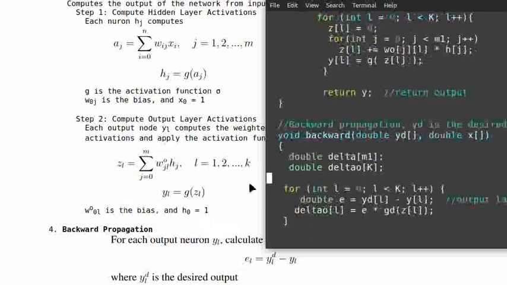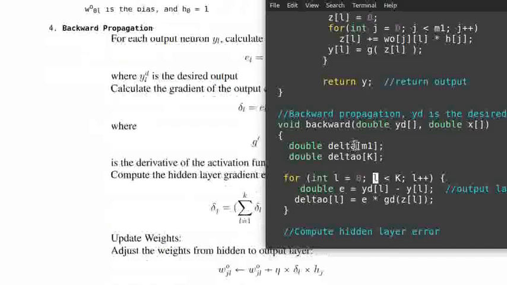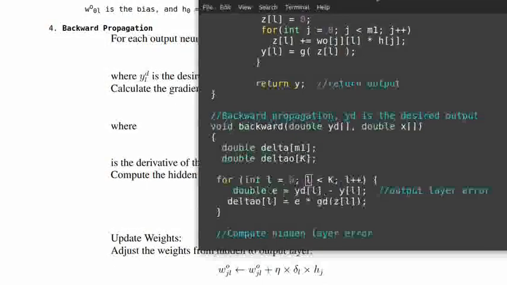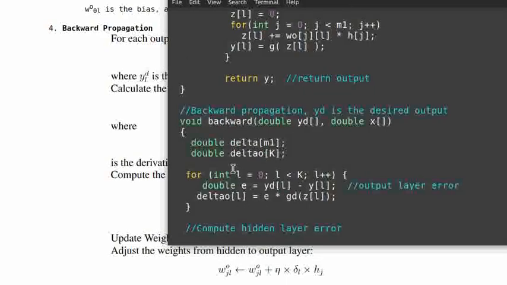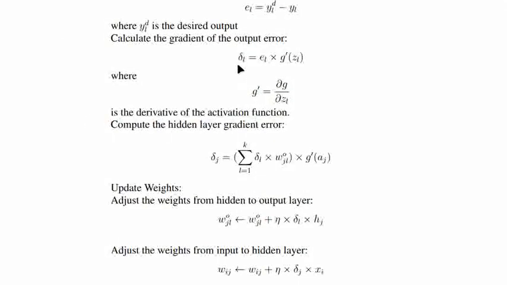And this is the backward propagation algorithm. Again, it is a straightforward implementation. So we have the delta, basically the delta J we mentioned, and delta O K. And there's the delta L.